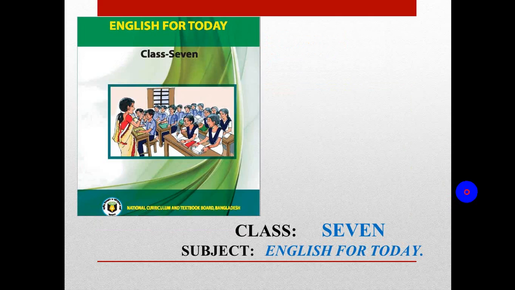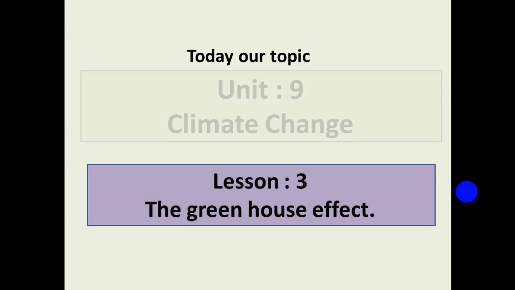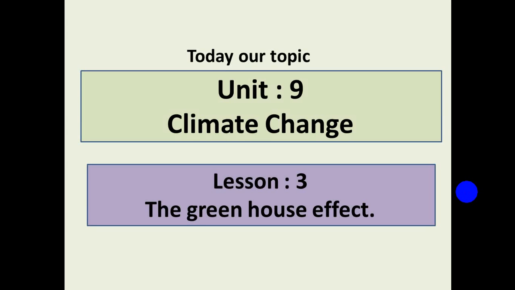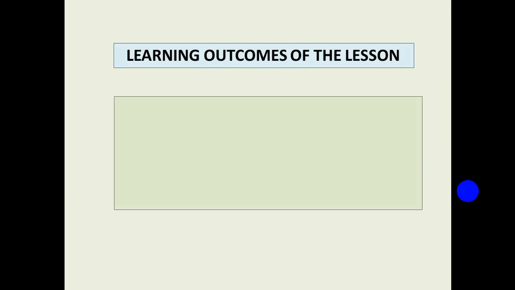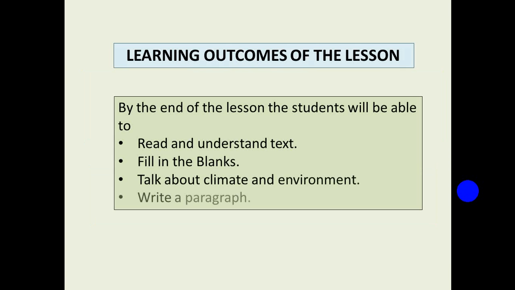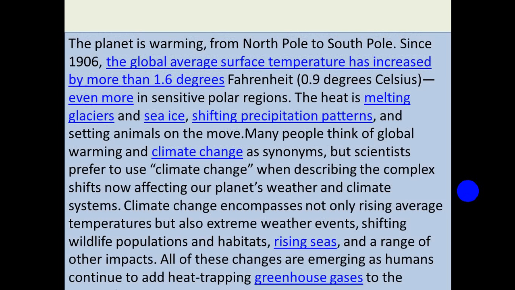Today our lesson is Class 7 English, Unit 9 Climate Change, Lesson 3 The Greenhouse Effect. From this lesson you will be able to read and understand text, fill in the blanks, talk about climate and environment, and write a short paragraph.